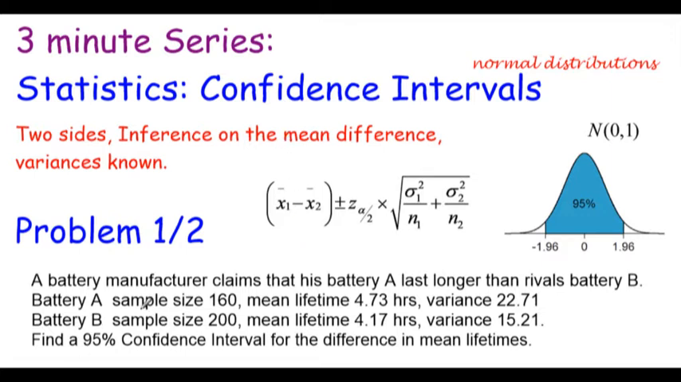This is a continuation of problem 1, where we did a hypothesis test. We now want to find a confidence interval for the differences in mean lifetime of the batteries. You can see here the sample sizes are just 160 and 200, the mean lifetimes are 4.73 and 4.17, and the variances are 22.71 and 15.21 as before. So what do we do?